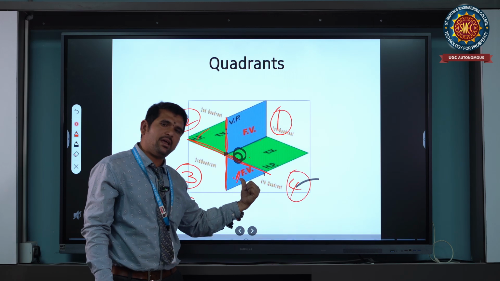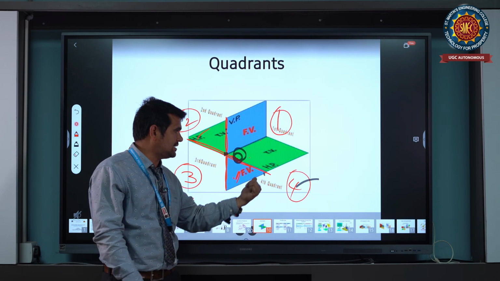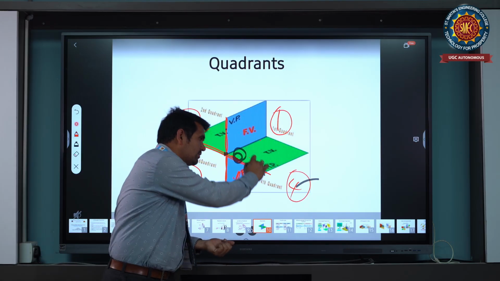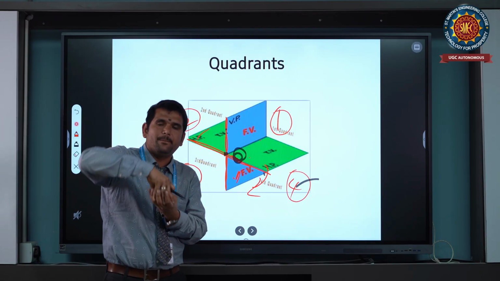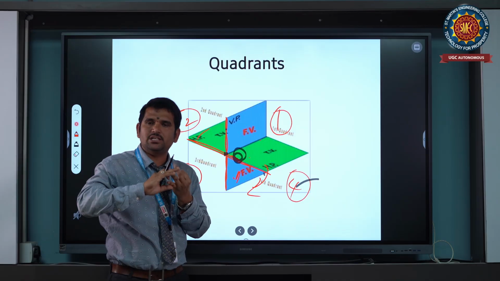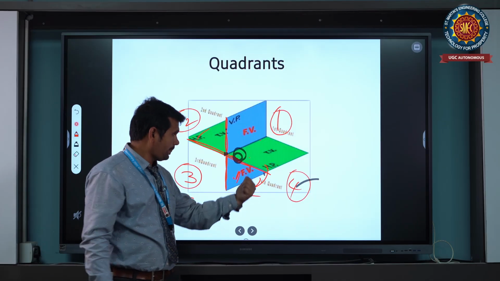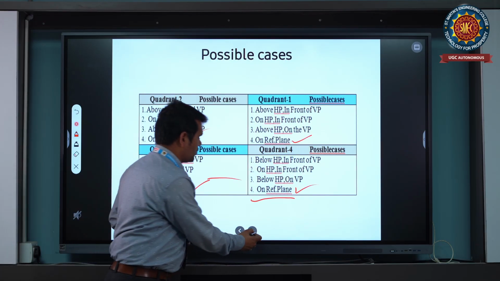In the same way in the fourth quadrant, if an object lies in the fourth quadrant, then when we rotate the horizontal plane 90 degrees clockwise, the views get merged. There is no clear top view, no clear front view, no clear visibility. That's why we use the first and third quadrants.